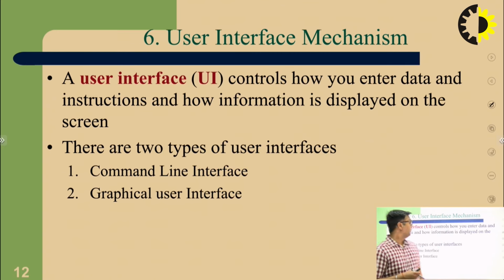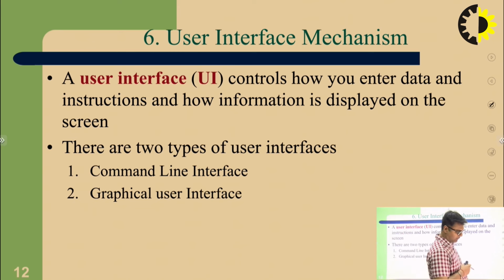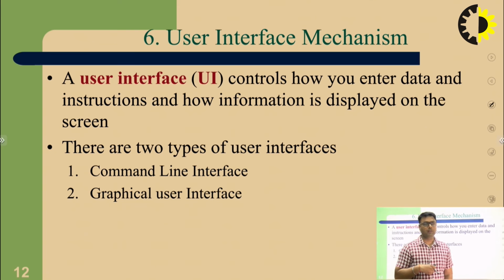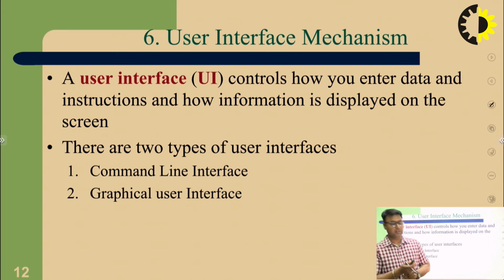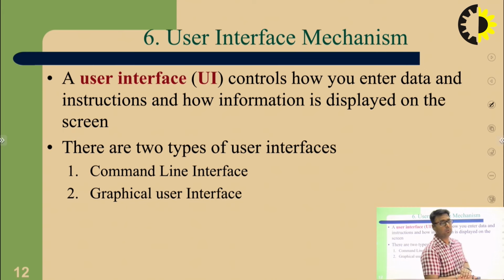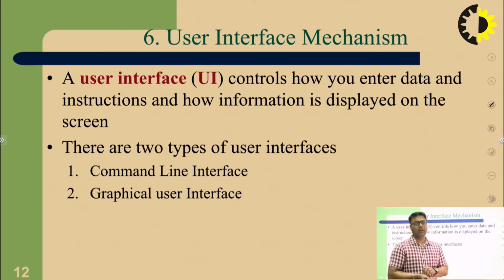Points here. User interface is basically a major function of the operating system. If a user can interact easily with the system, communication is very fast. So it's a major function of the operating system. If a user can easily interact with the operating system, access some programs and execute the programs, it is a very easy form.